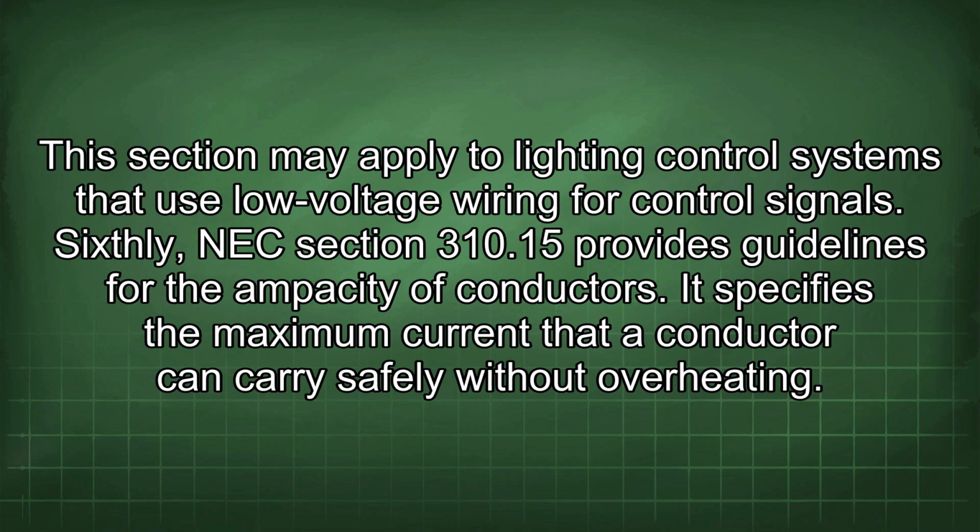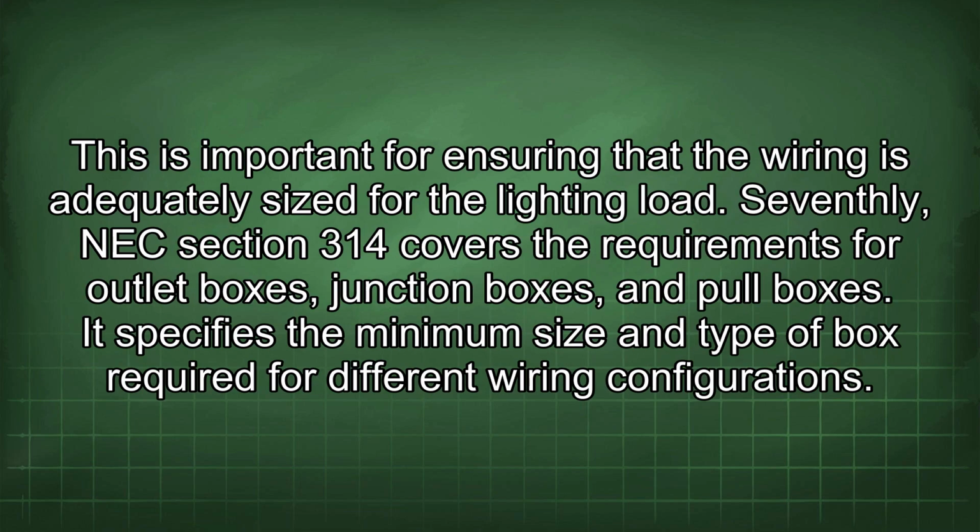Sixthly, NEC Section 310.15 provides guidelines for the ampacity of conductors. It specifies the maximum current that a conductor can carry safely without overheating. This is important for ensuring that the wiring is adequately sized for the lighting load. Seventhly, NEC Section 314 covers the requirements for outlet boxes, junction boxes, and pull boxes. It specifies the minimum size and type of box required for different wiring configurations.